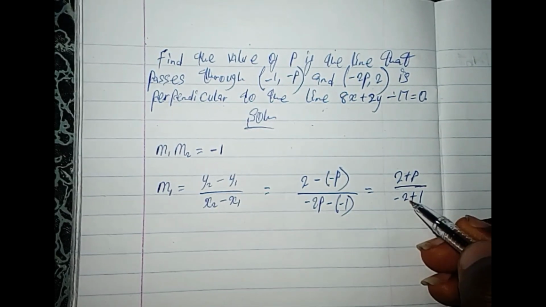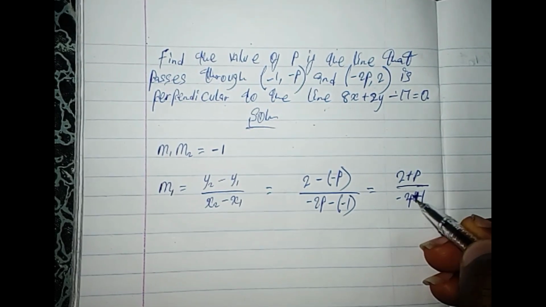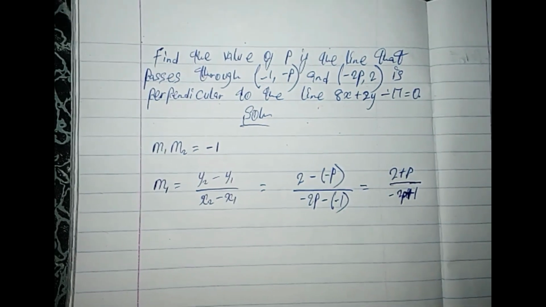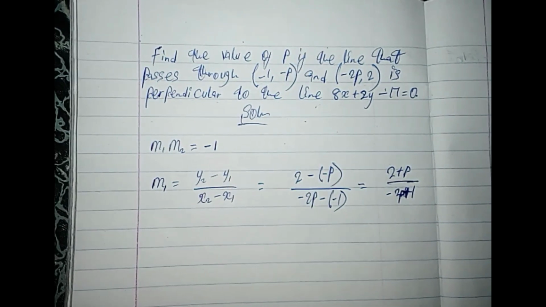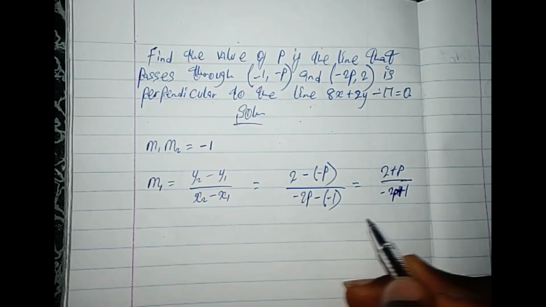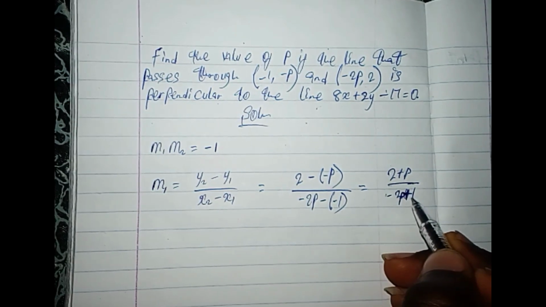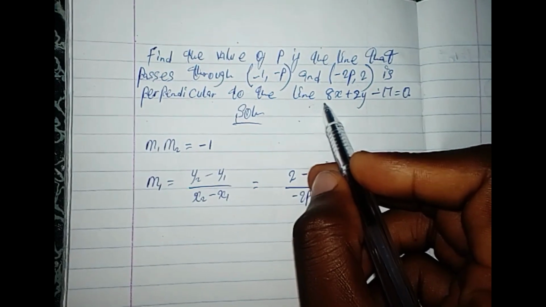We can't actually go further from this since we are looking for p, and 2 cannot add up with p since we don't know what the value of p is. So with this, we say our m1 is (2 plus p) over (-2p plus 1). Now our m2, from this line.